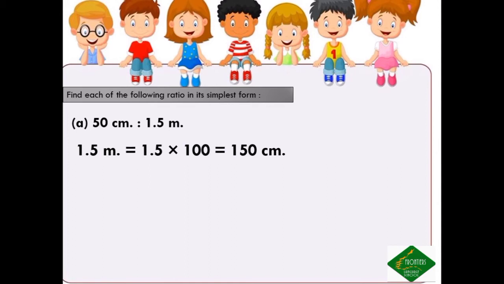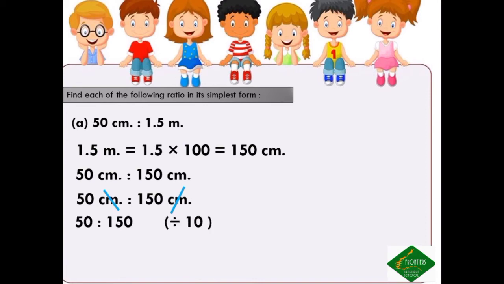Then we have the same unit. We have 50 centimeters and 150 centimeters, and we must put the numbers in the same order. Now we have centimeter and centimeter, so we must cross it out. Then we have 50 to 150. So we must put the numbers in the simplest form. So I must divide by 10, and that gives me 5 to 15, and then I will divide by 5 and get 1 to 3.